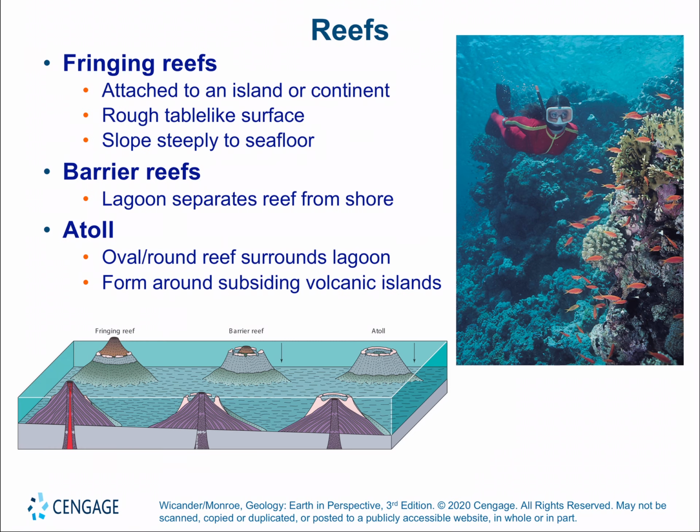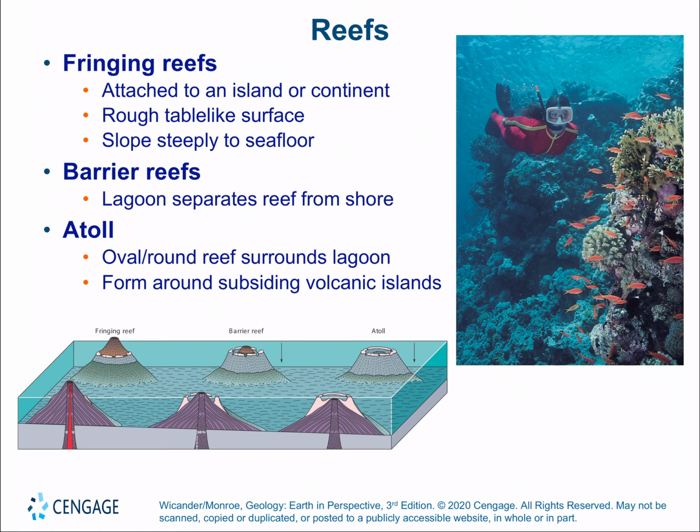Now there are different types of reefs. We can have our fringing reefs. Your fringing reefs are going to be attached to an island or a continent, like you can see in this first picture in the bottom left. They are going to be roughly table-like surfaces, and they have a steep slope to the seafloor.